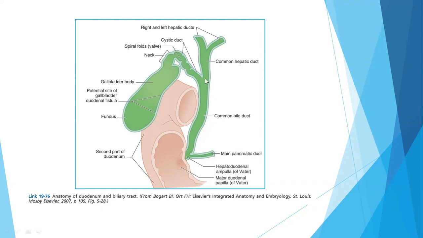This is the cystic duct. This is the right and left hepatic duct. This is the common hepatic duct. And this is the common bile duct. And this common bile duct and the main pancreatic duct open up in the second part of the duodenum via the hepatopancreatic ampulla of Vater, or the major duodenal papilla.